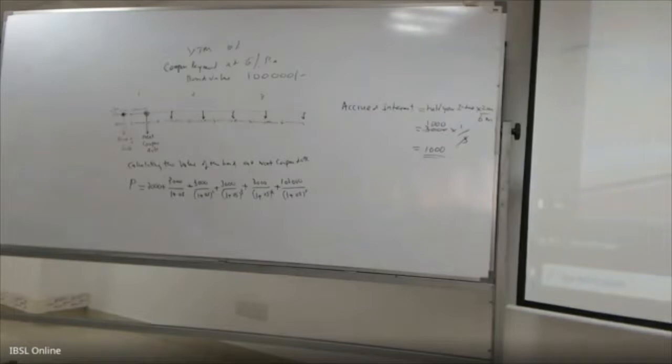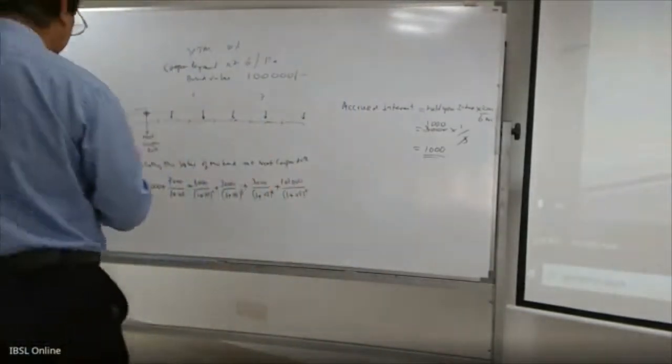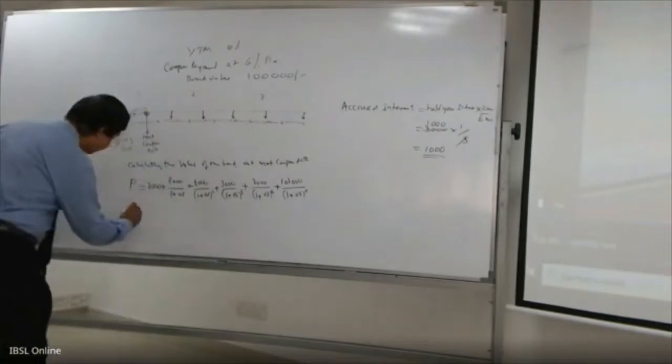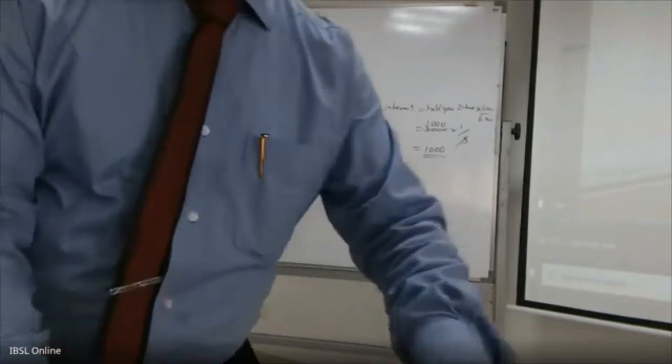And the last one would be 103,000 divided by 1.05 to the power 5. You get the answer as 94,874.